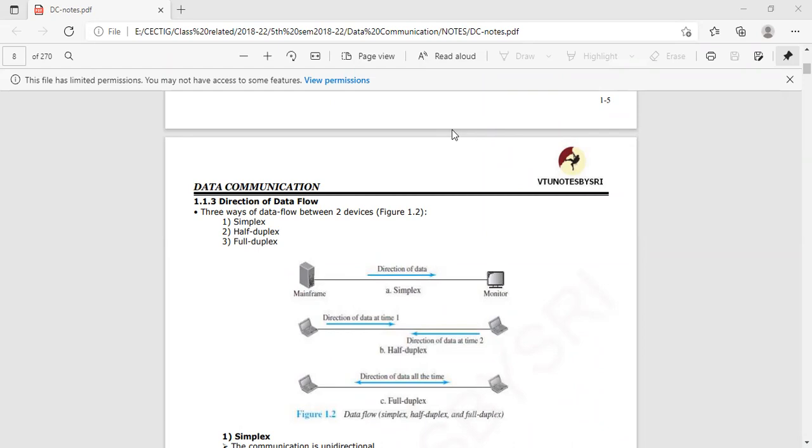So can anyone tell me an example of half duplex and full duplex? Any example of half duplex mode and full duplex mode? So for half duplex, we can use a walkie-talkie. Yeah, okay. And for full duplex? Telephone. Normal computer and mobile. Okay, mobile phone, telephone, anything.